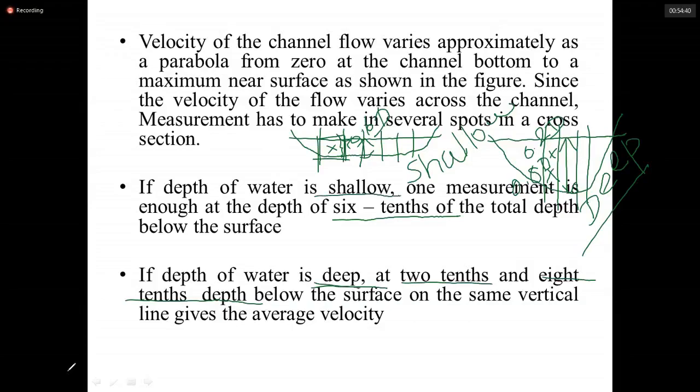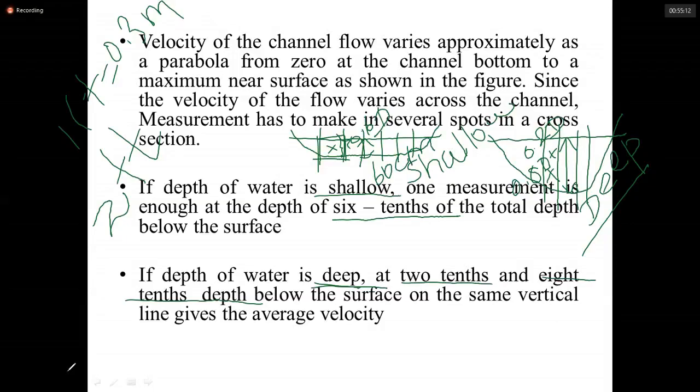Shallow water is nearly when the depth is less than 2 feet. 1 foot is nearly 0.32 meters or 0.3 meters. So 2 feet is 0.6 meter, nearly 60 centimeters. If the depth of your stream is below 60 centimeters, you consider it a shallow stream. If the depth is more than 60 centimeters, it's a deep stream.